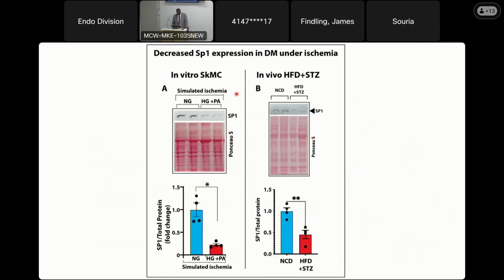So we asked the question then, in the same human skeletal muscle cells where we've shown increased SP1 activity, what happens if you grow those same cells in high glucose and palmitic acid and you expose them to ischemia? You can see there's less SP1 activity. And you go into the mouse with high-fat diet and STZ, you take the ischemic tissue, we see again less SP1 protein being detected.